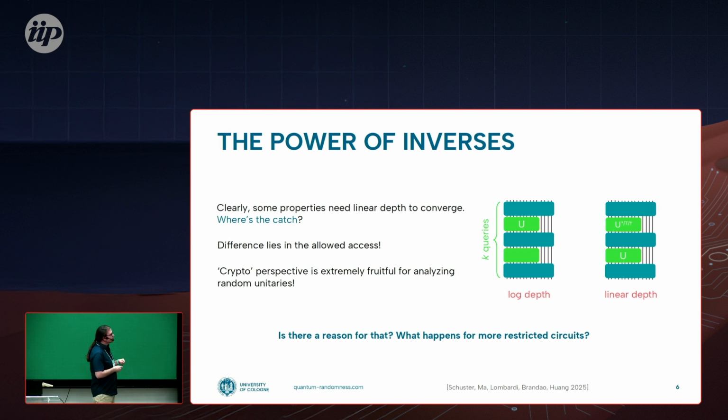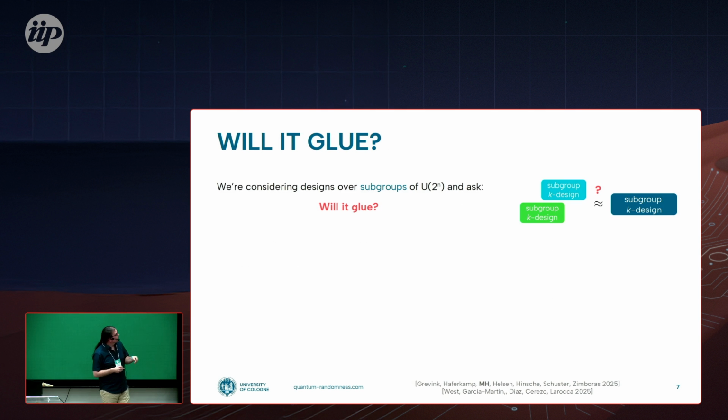But is this a general phenomenon, or is it very special to the unitary group? What we did is we looked at restricted circuits, circuits where the gates come from some subgroups, and then we asked whether such subgroup designs actually glue. If they glue, we get logarithmic depth constructions. If they don't glue, then we were actually able to prove linear lower bounds. So basically, yeah.